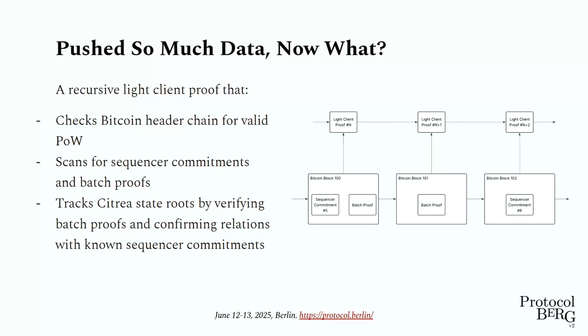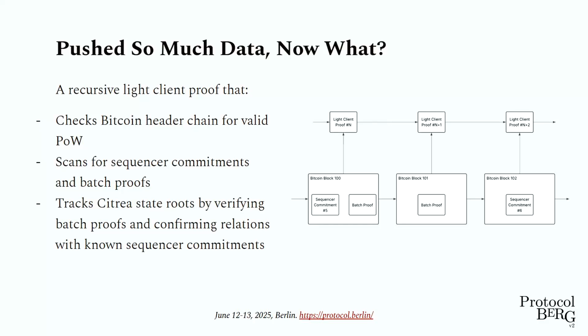Okay, we went over how to put data on Bitcoin, how to distinguish data on Bitcoin, and what to put on Bitcoin, right? We pushed a lot of data, 2 megabytes every day, and what are we going to do with it now? There's no smart contract on Bitcoin, right? You can't really track the state of the rollup.